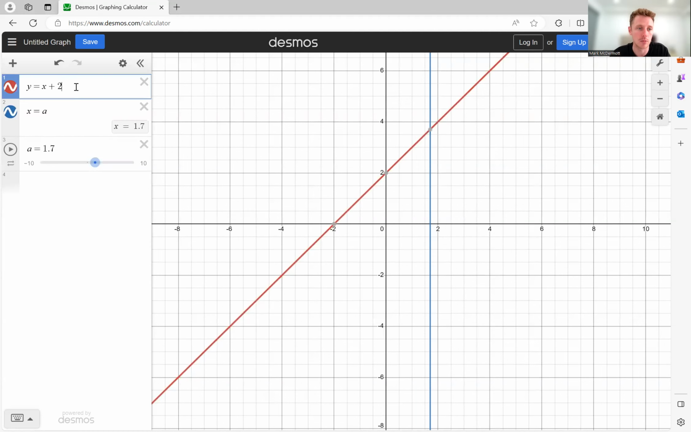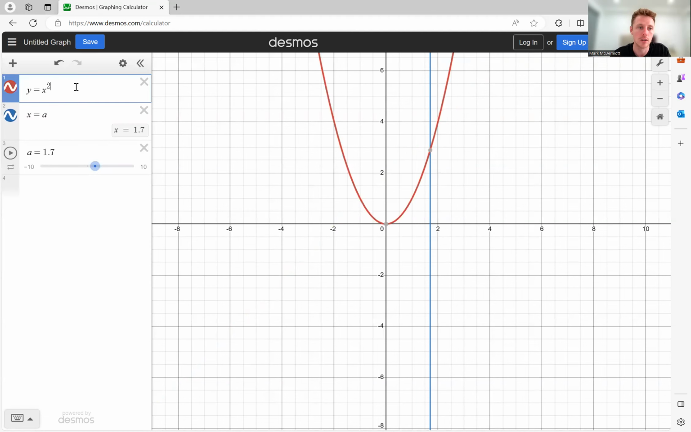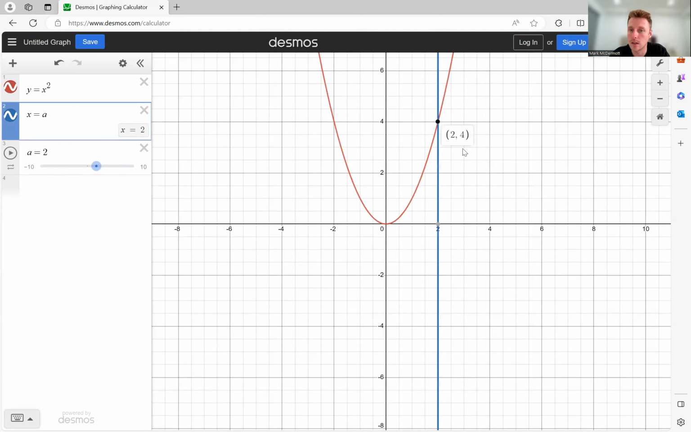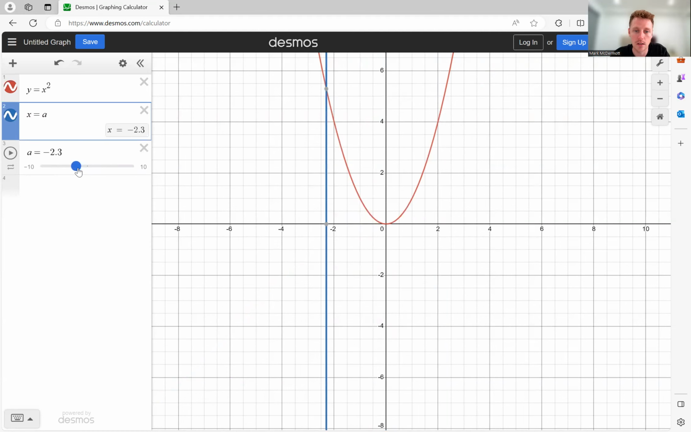I think a counterexample will actually make this clearer. If I do something like y equals x squared, we can see that when x equals 2, we have an intercept here at (2, 4). So the x value of 2 corresponds to a y value of 4. We can also see, though, when x is negative 2, we have a y value of 4 also.